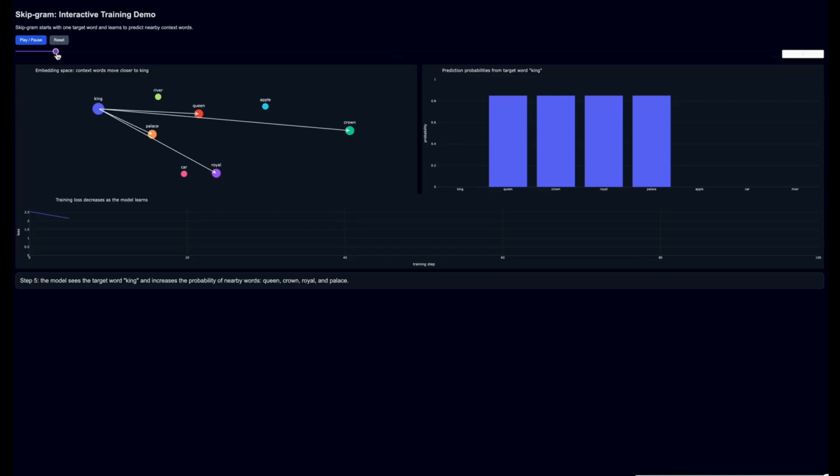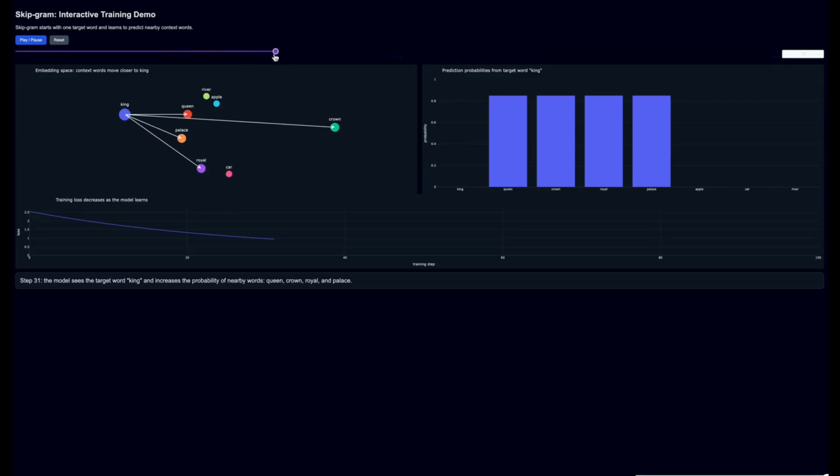It makes a prediction, often wrong at first. That creates error, loss. You see that loss in the graph? The model adjusts its vectors to reduce the loss. It repeats this millions of times. King predicts royal, king predicts crown, queen predicts royal, queen predicts palace, over and over. As training continues, the loss decreases. The model gets better at predicting context.